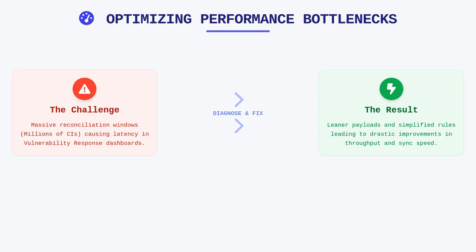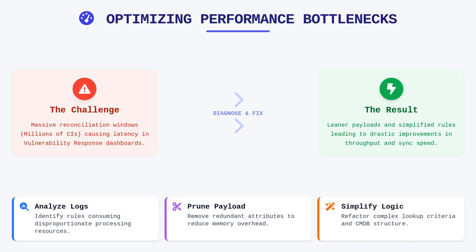Optimizing the identification payload is often the most straightforward solution, which involves pruning redundant attributes that do not contribute to the identification process itself. By keeping the payload lean, you reduce the memory overhead required for each identification event, which in turn speeds up the reconciliation engine's ability to process incoming vulnerability data. We often find that complex lookup criteria are the main culprits in slow execution, so simplifying these rules can drastically improve the throughput of your configuration data synchronization.